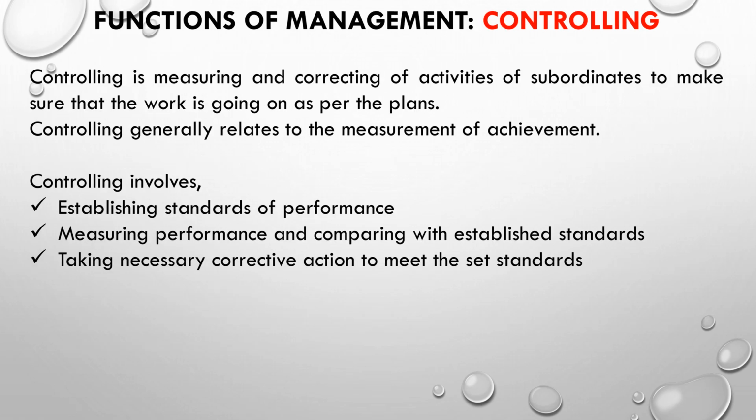The last function of management is controlling. Controlling is measuring and correcting the activities of subordinates to make sure that the work is going on as per the plans. Controlling generally relates to the measurement of achievement. Generally, controlling involves establishing standards of performance, measuring performance and comparing with the established standards, taking necessary corrective actions to meet the set standards.